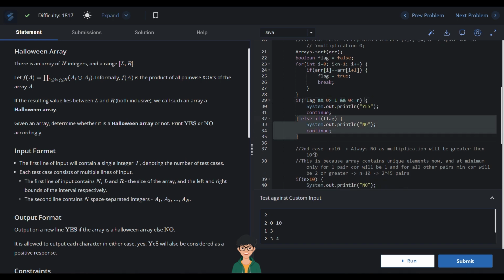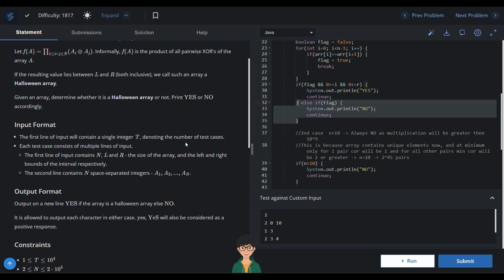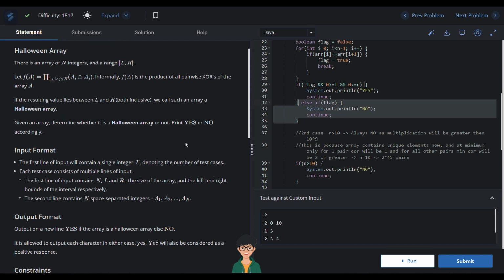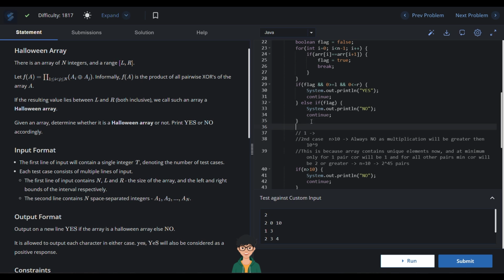Now the second case. You can observe here, what is the minimum XOR that can be formed of two elements? It can be one. Minimum it can be one, if it's not forming zero. Then obviously the XOR of a pair can be one. But there is a property of XOR when all elements are unique. We know now all the elements are unique.